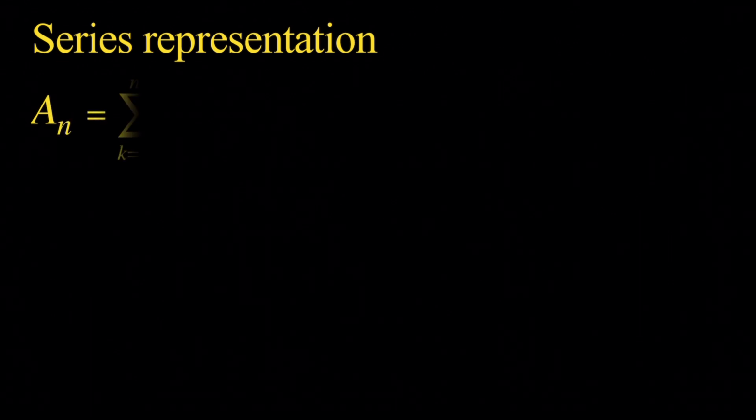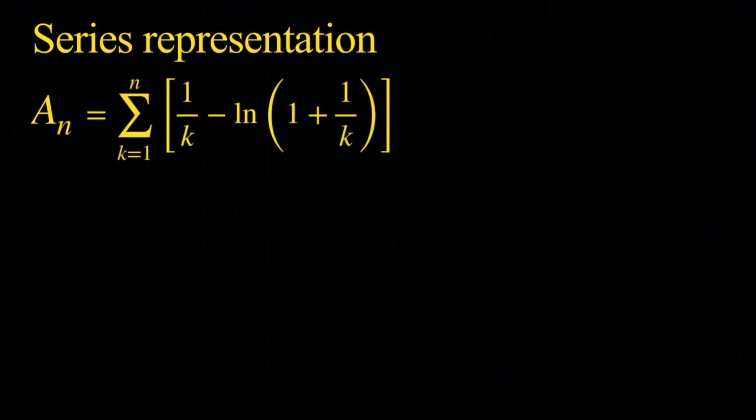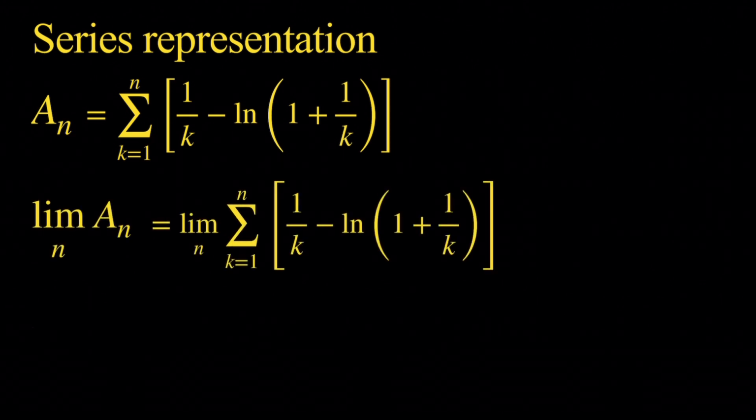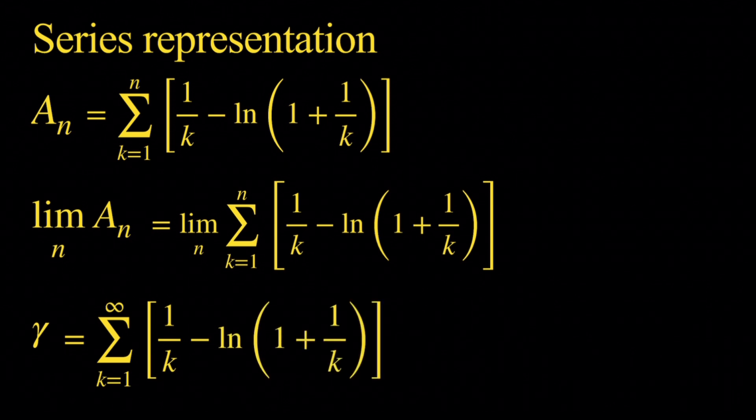As we combine the two sums, we get the following. Now, if we take the limit on the left, we're going to get gamma, obviously, because the limit of a_n is gamma. But on the right-hand side, we're going to get an infinite series. So gamma is the sum as k goes from 1 to infinity of 1 over k minus natural log of 1 plus 1 over k. Okay. Now, we're not going to stop here. We want to write this using the Riemann zeta function.